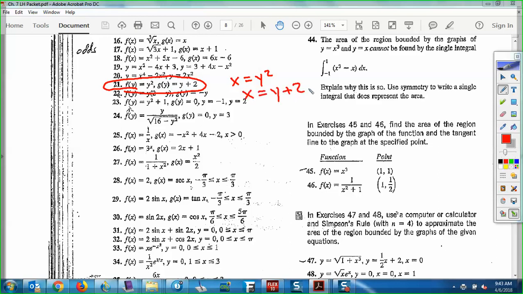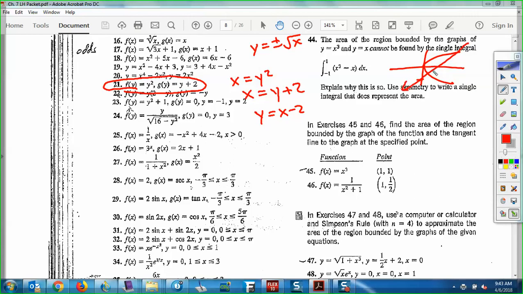Now you have two ways to graph these. One way is to just solve for y. So you can solve for y here. You get y equals plus or minus square root of x, and hopefully you know that that means the top and the bottom half of the parabola. And then you could solve this one for y and get y equals x minus 2. And so that's a y-intercept of -2 and a slope of 1, and it kind of goes like this. So it's this region right here.